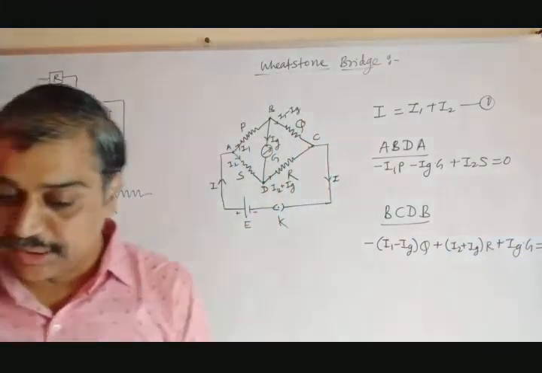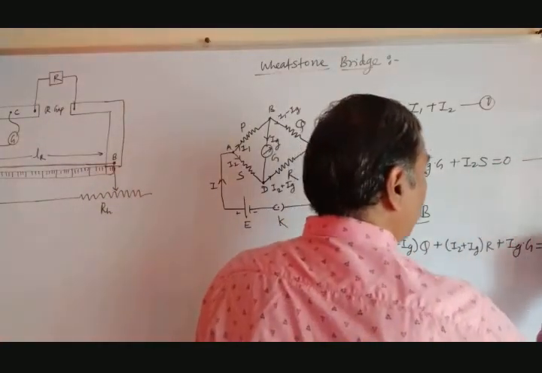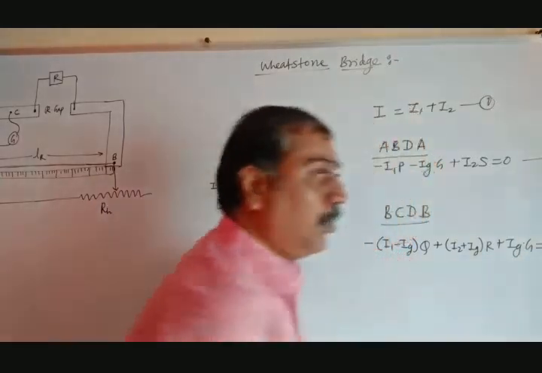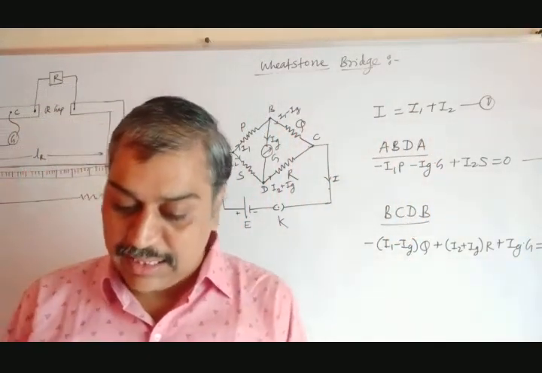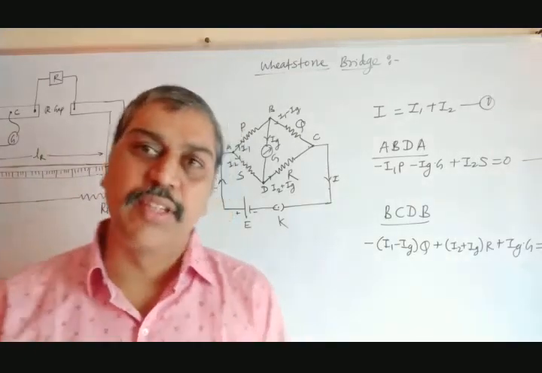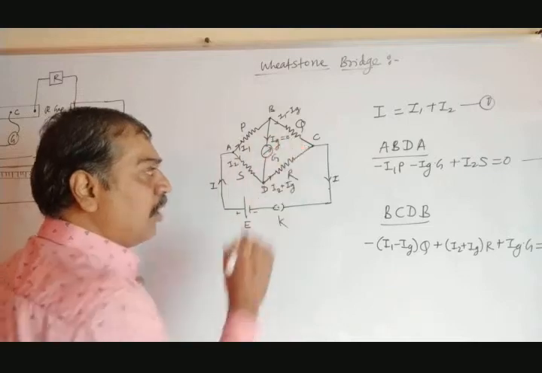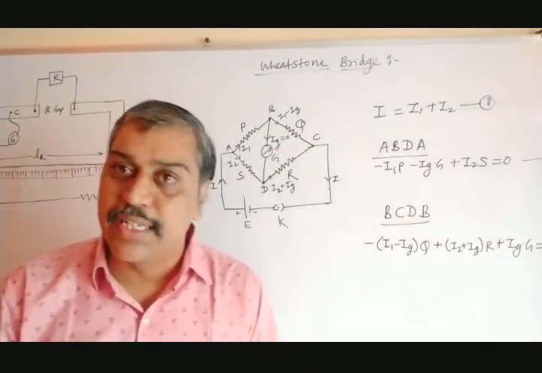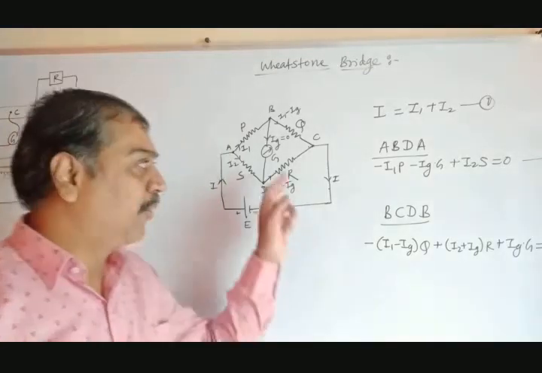So these two equations we get. Suppose this is equation 2, and this is equation 3. These two equations we get for two loops. Now what we have to consider in this case: suppose we have made this Ig equal to 0. The current flowing to the galvanometer is 0. Just imagine, for the sake of understanding, that the current flowing to the galvanometer is 0.